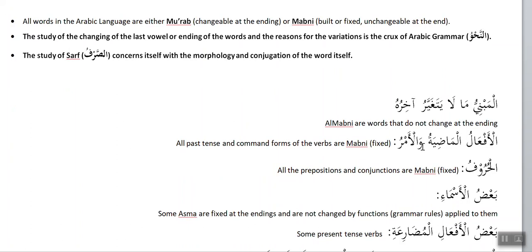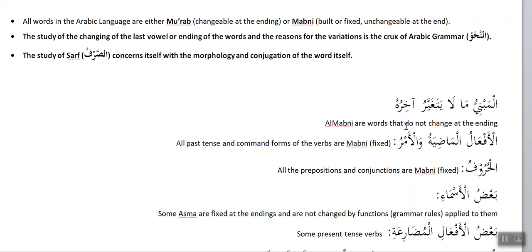So we have two kinds of words, and the first is words that are fixed at the ending, and that's called the mabni. And I did a definition here of it. Al-mabniyu ma la yataghayyaru akhiruhu. That the mabni are words that do not change at the ending. So the word will always remain the way it is, it's fixed.